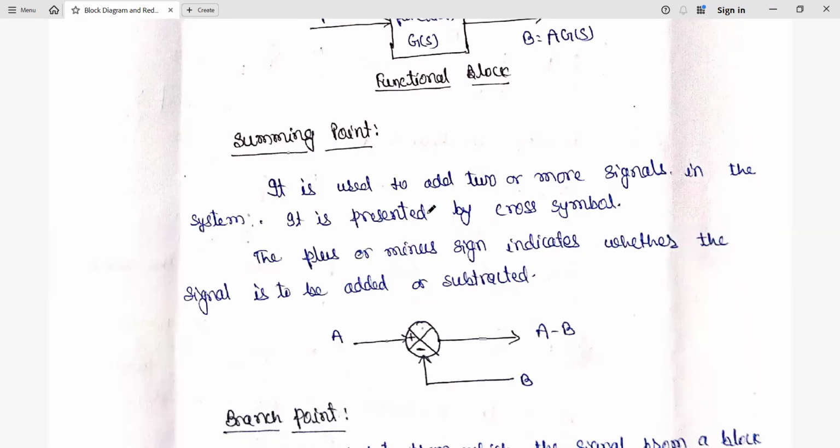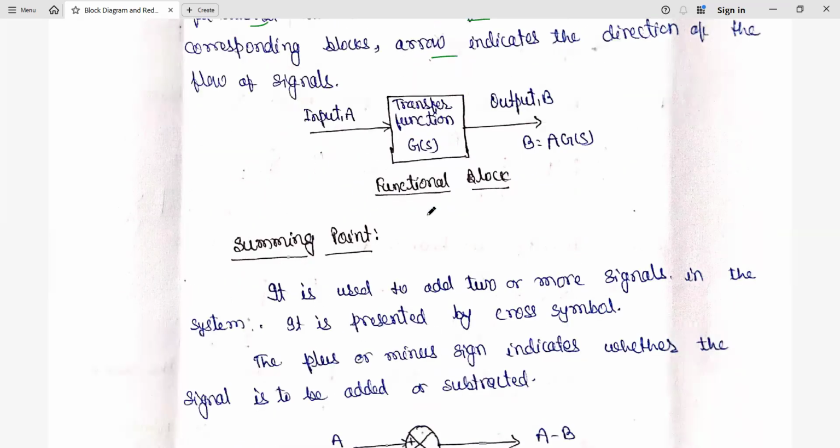Next, we have the function block. If the input is A here and the transfer function is G(s), then the output is the input multiplied by the transfer function. So the output is the product of the input and the transfer function, that is A into G(s).